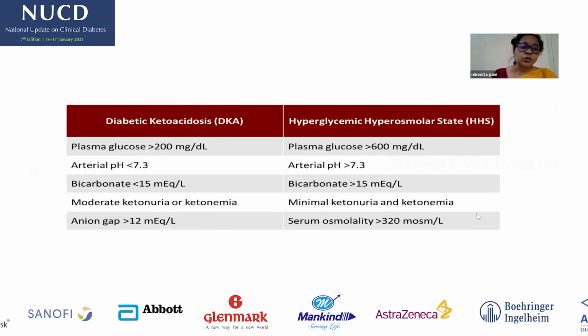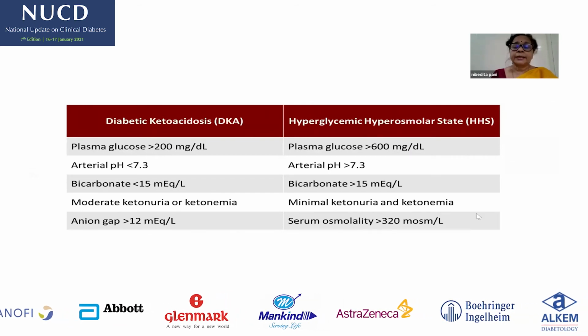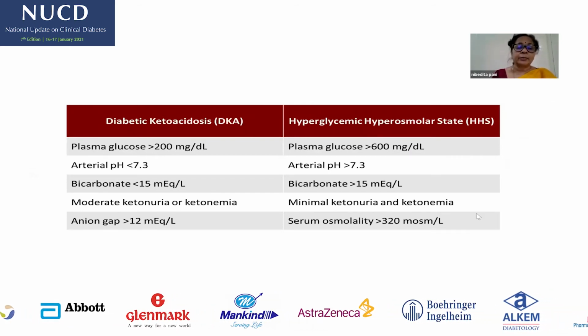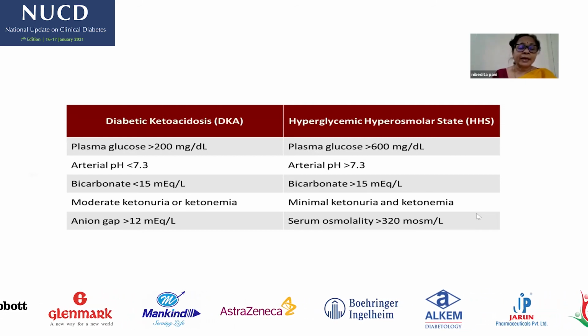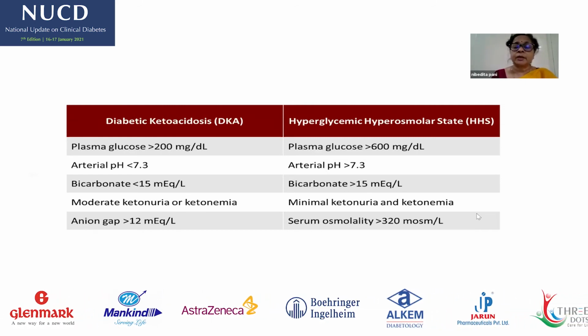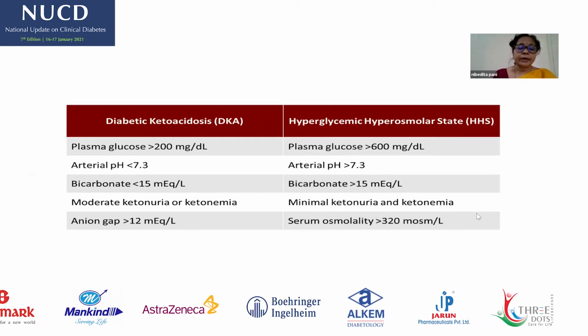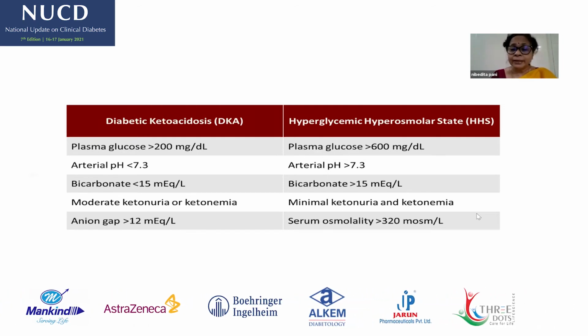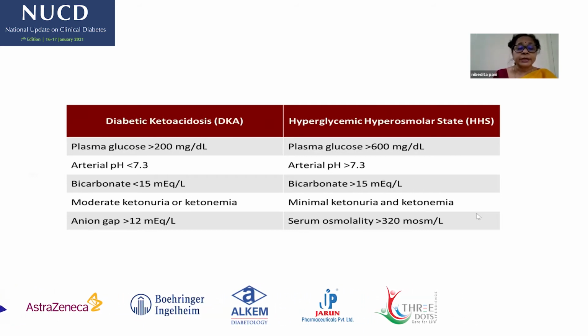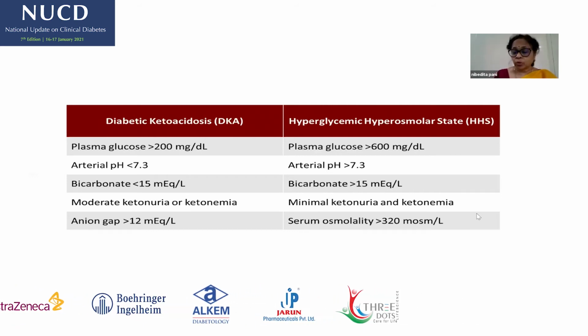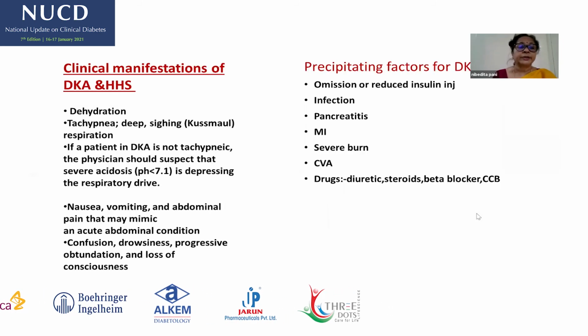In DKA, plasma glucose is more than 200; here in HHS the plasma glucose is more than 600. Arterial pH is less than 7.3 in DKA; in HHS it is more than 7.3. Bicarbonate is less than 15 milliequivalents per liter; here the bicarbonate is more than 15. Moderate ketonuria or ketonemia in DKA; here minimal ketonuria and ketonemia. Anion gap is more than 12. And here the serum osmolality is more than 320 milliosmoles per liter.